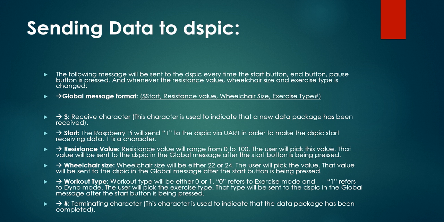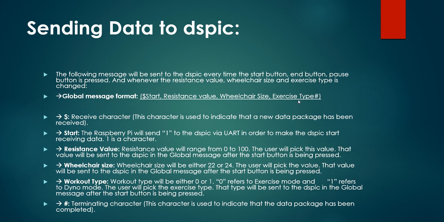And then you have the third character, which is the resistance value. The user will select different resistance values and it will be updated on this character. And then you have the wheelchair size, the wheelchair diameter. This will also be updated depending on what the user selects before the workout starts. You cannot change this character during the workout. It can only be changed before pressing the start button, before you start the actual workout.